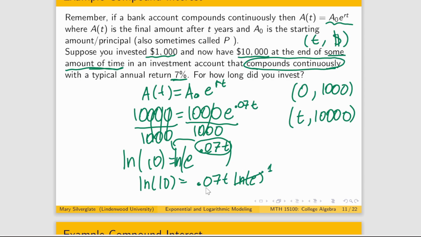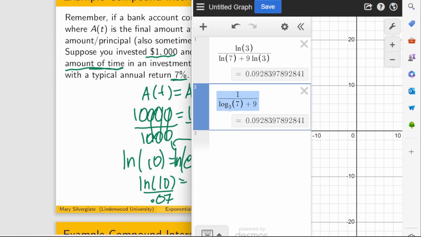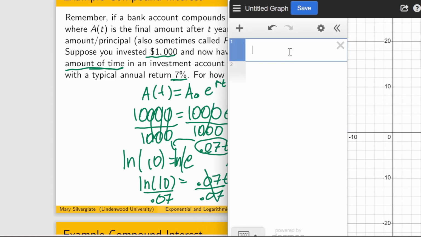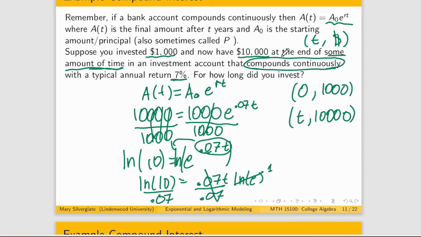And then what's going to be my last step? Dividing by 0.07. And this is probably a problem where you could leave it as is if you want a precise answer. They might want you to get a decimal approximation, so that's when you want to break out a calculator. And you would type in the natural log of 10 divided by 0.07, which gives you about 32.89 years.